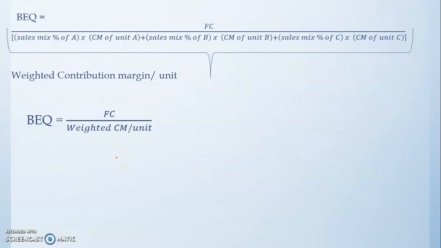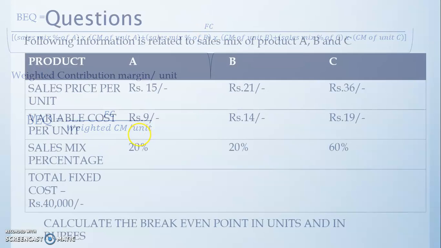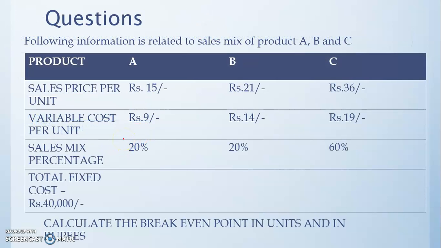Therefore, the break-even quantity will be fixed cost divided by the sales mix percentage of A into contribution margin of A plus the sales mix percentage of B into contribution of B plus sales mix percentage of C into contribution of C. This is where we introduce the term called weighted contribution margin per unit. Therefore, the break-even quantity will be given by the formula: fixed cost divided by the weighted contribution margin per unit.